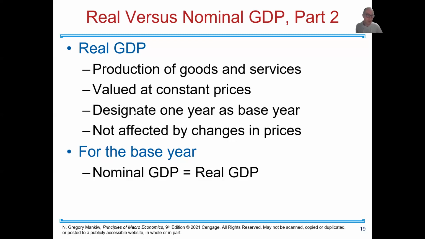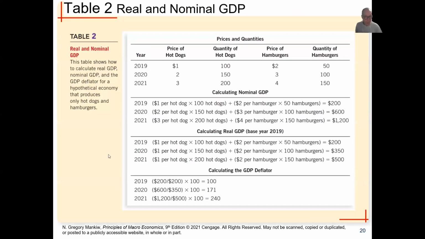When we look at the difference between the two and when we're calculating them, for the base year, when we're comparing year to year, we look at where the nominal GDP is equal to the real GDP. And we look at tables to help us to understand the changes from year to year. So here we have an example using hot dogs and hamburgers as the example, just to keep things easy, from year to year. So 2019, 2020, 2021.